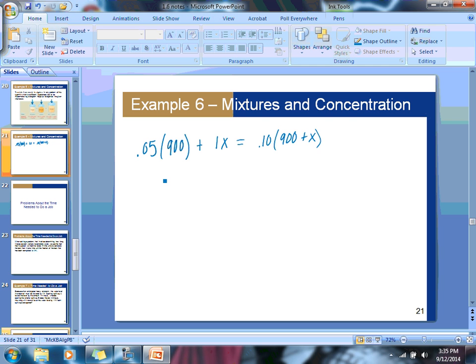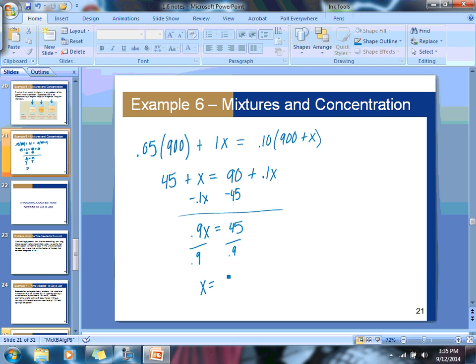So 0.05 times 900, that's 45, plus X equals, if we distribute, 90 plus 0.1X. Then I have to combine my like terms, get all my variables on one side and all my numbers on the other. I'm going to subtract the 45 over and then subtract the 0.1X over to the other side. That way all my numbers stay positive. So I'll have 0.9X equals 45, and then I can divide. Remember, when we divide by that decimal, our number is going to get bigger, and I get 50. So 50 gallons, that's the amount that has to be added.